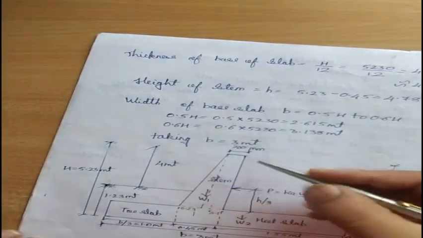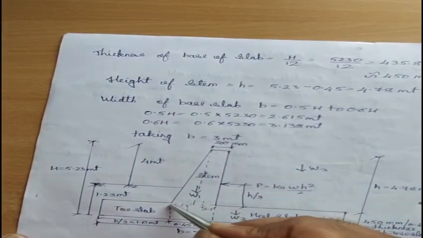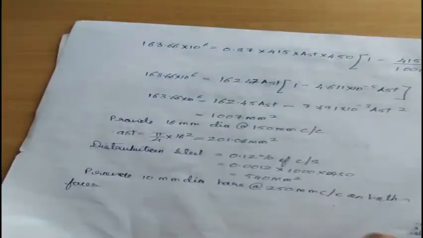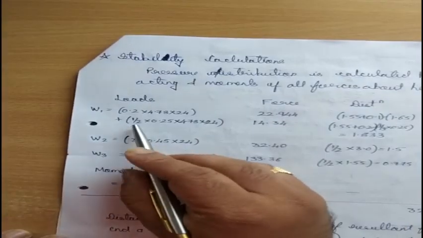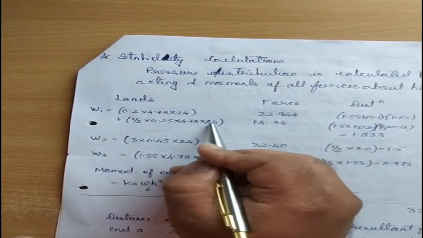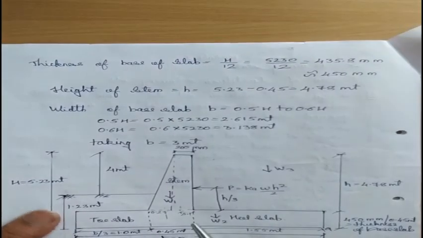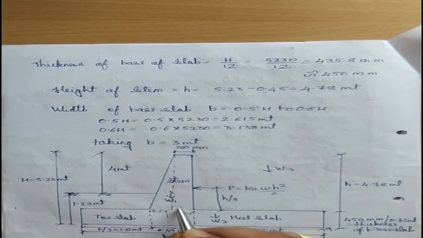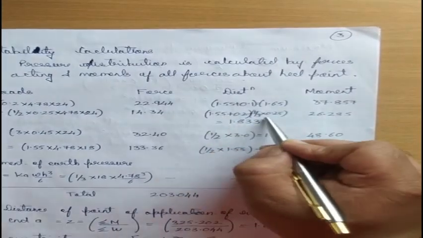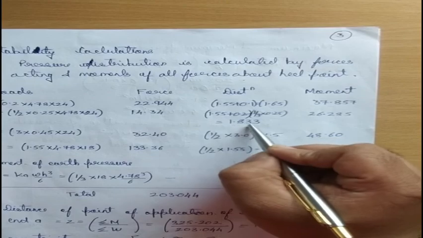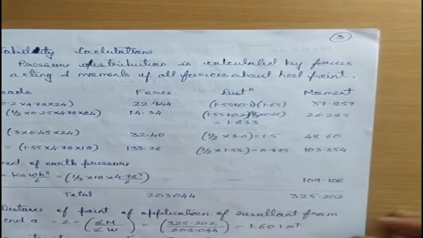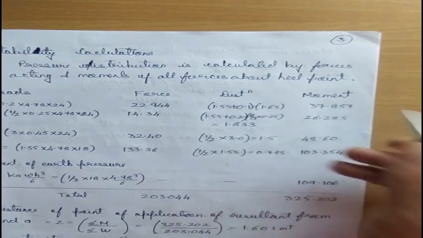Now, for W1 I have also taken a triangle, whose height is 4.78 and base is 0.25. The area is half base into height, so half into 0.25 into 4.78 into density gives the force. It again acts from the heel slab, so the distance is 1.55 plus 0.2 plus 1/3 of 0.25, which is 1.833. The moment works out to be 26.285, which is force multiplied by distance.